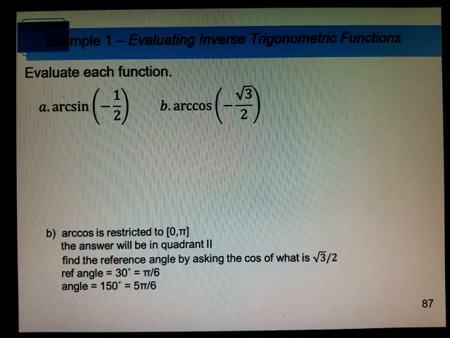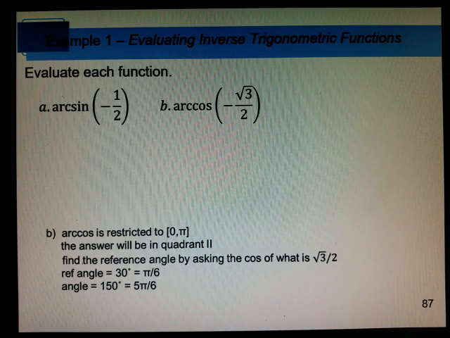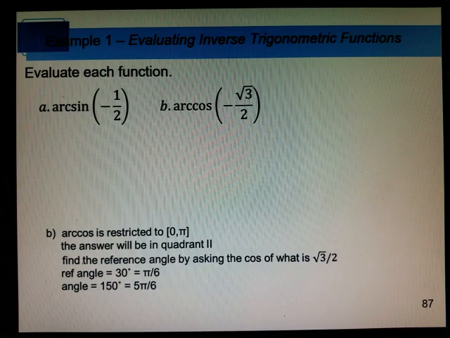So evaluate it. When is the arc sine negative 1/2? So the arc sine, that's asking me when is the sine negative. Well, is that going to be in quadrant 1 or quadrant 4? See, that would be in quadrant 4.